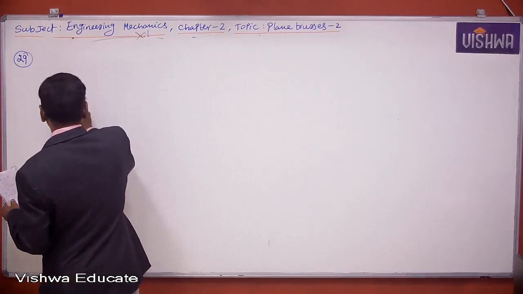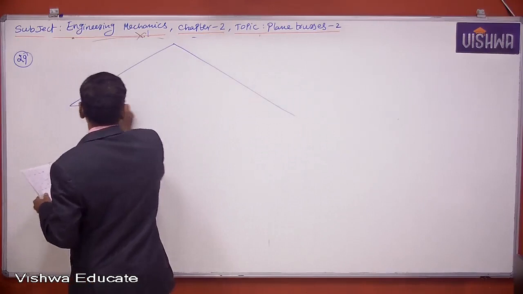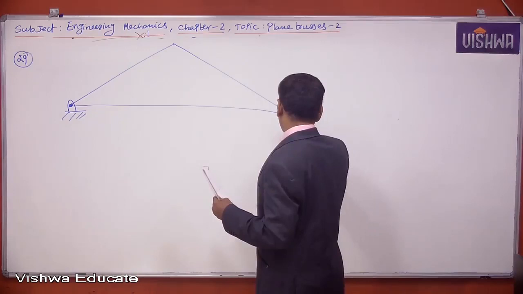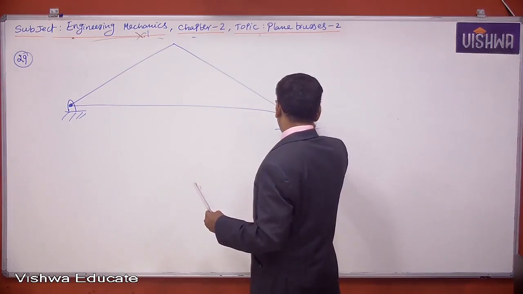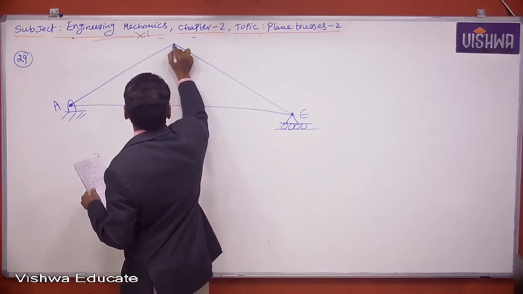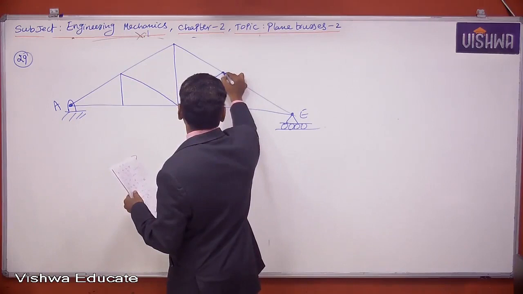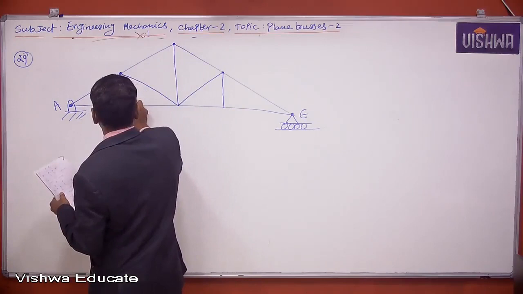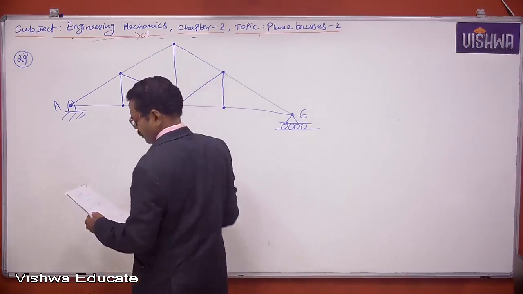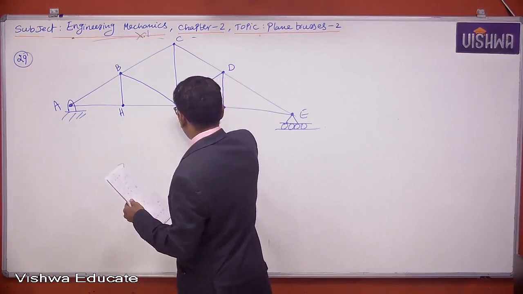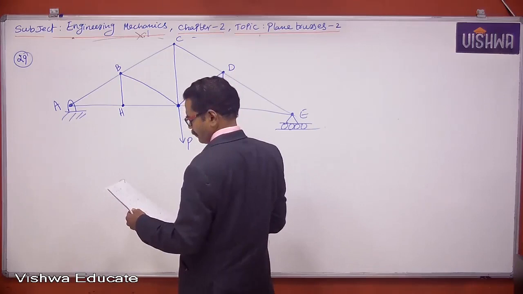In this numerical, a truss is given. The left support is a hinged support, and the right support is placed on rollers. This is E. This is A. Okay, this is B and this is C, this is D, this is H, and this is G. At G, a downward load of P is acting. So please copy this truss.